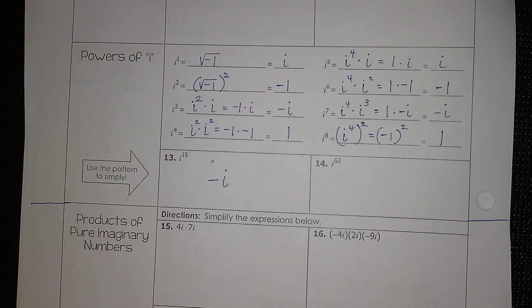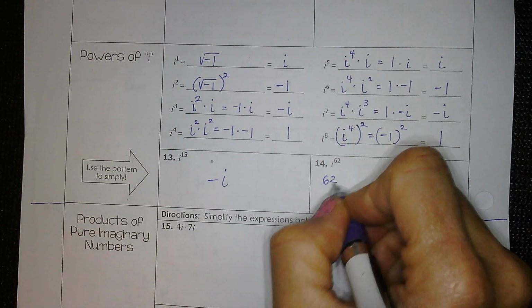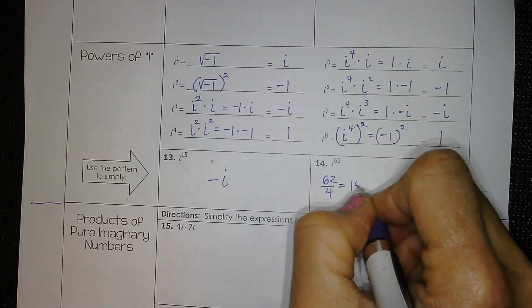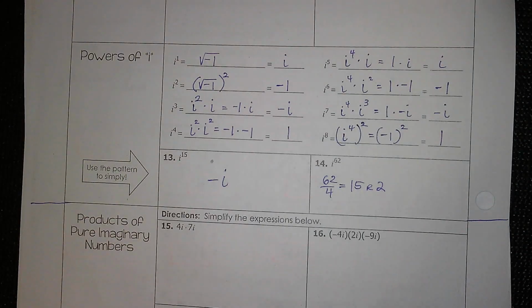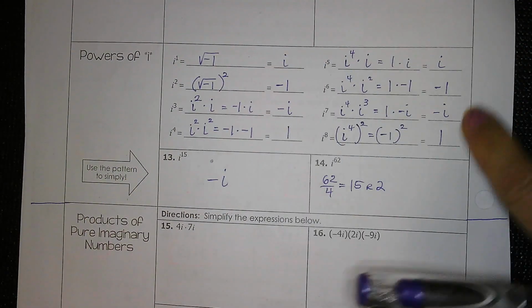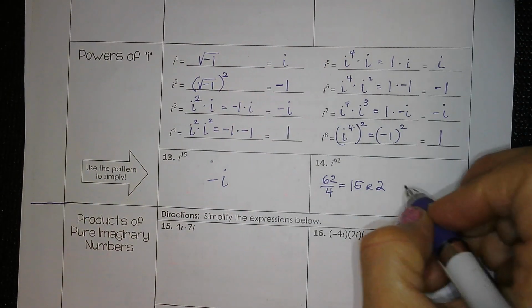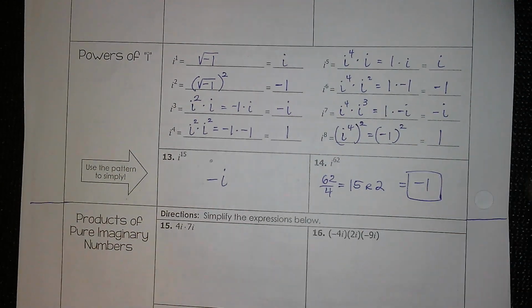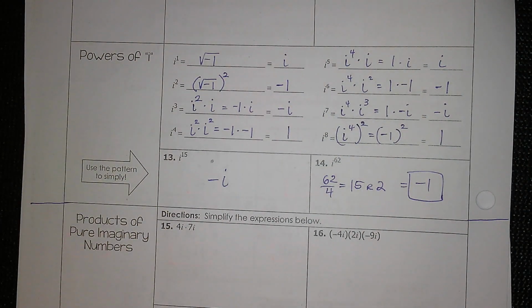Right. So if you just use the pattern, you can do big numbers. You could do it either way. There's nothing wrong with counting. But 62 divided by 4 gives you 15 with a remainder of 2. So every time it goes in, it goes back to the pattern, and then the remainder of 2 gives you an answer of -1, which is all very good. So it's just this fun little pattern, like I said, that works with i.